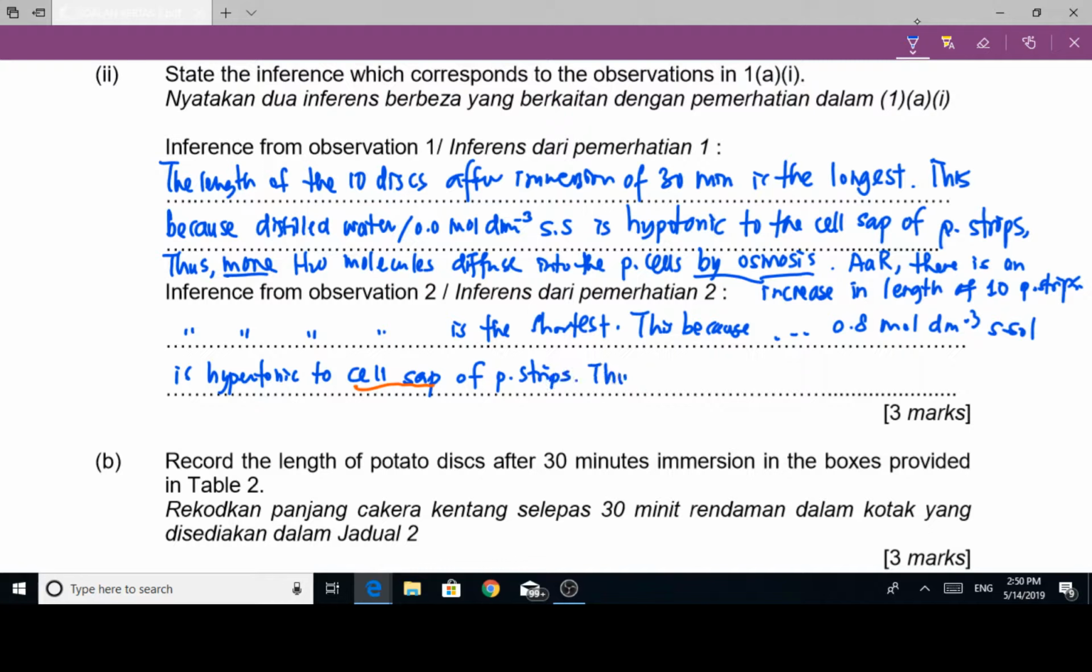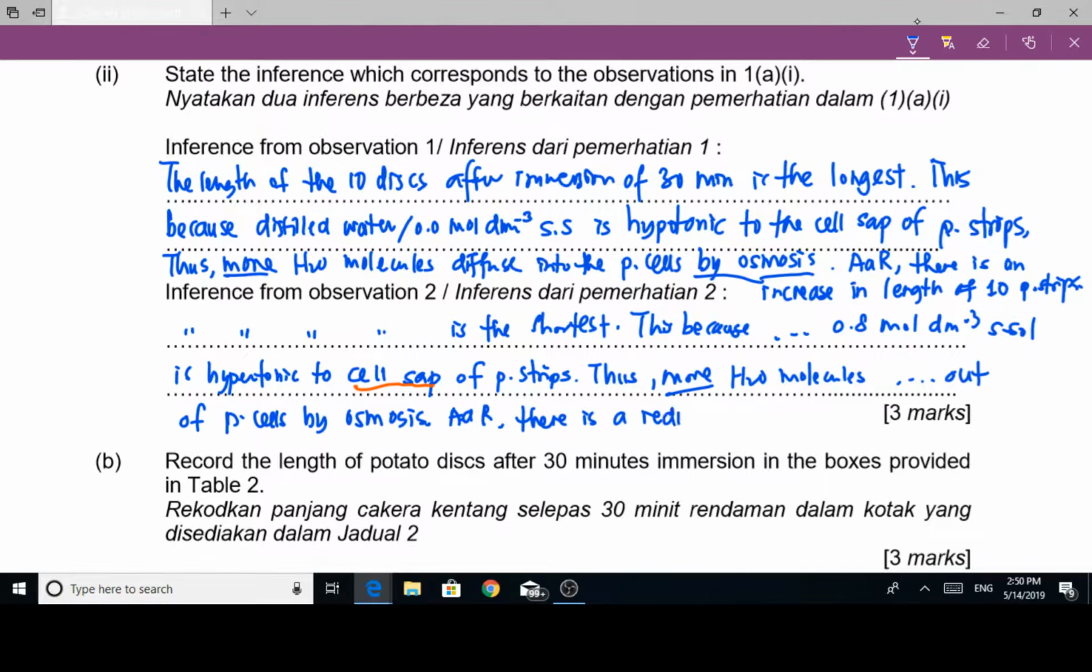So thus, more water molecules diffuse out of potato cells by osmosis. As a result, I need to make a conclusion about the RV. There is a reduction in the length of 10 potato strips.